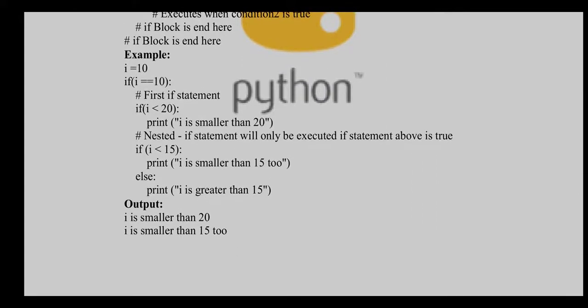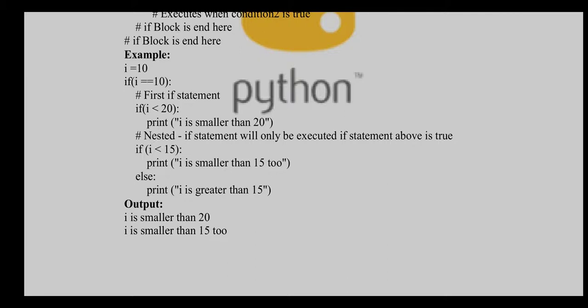See the example, you will get a proper idea. If i is equal to 10, that is, if it is correct that i contains the value 10, then it is going to execute the if part. So if i is less than 20, it is going to print "i is smaller than 20". Then again we use a second nested if: if i is less than 15, it is going to print "i is smaller than 15 too". And if i is not less than 20 or not less than 15, then the else part is going to be executed, that is "i is greater than 15".